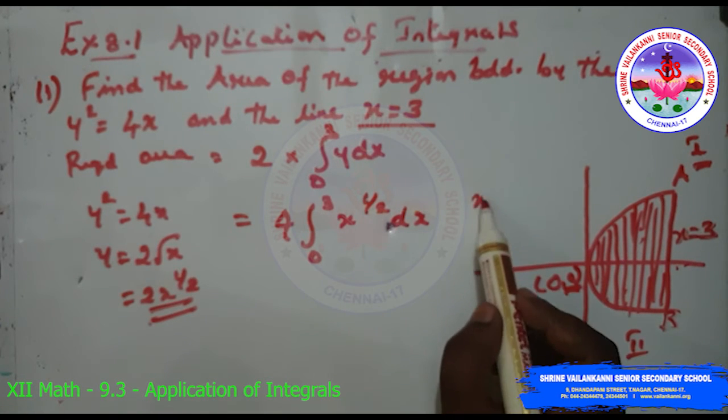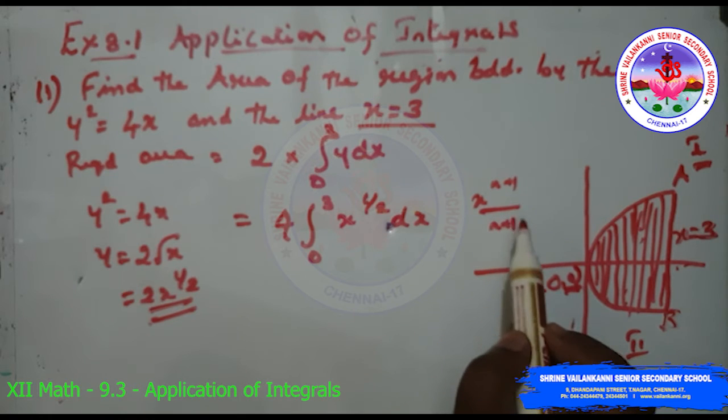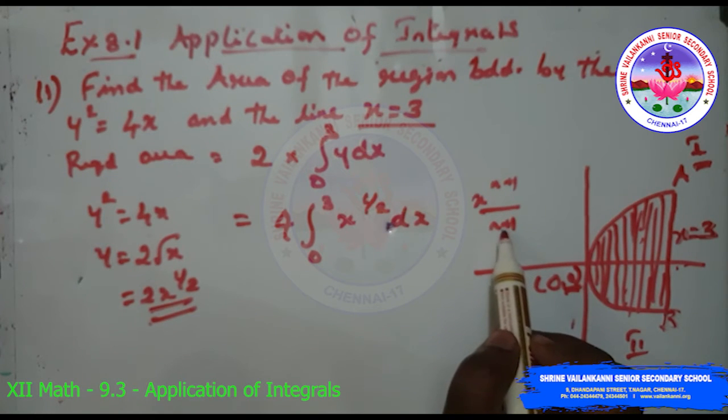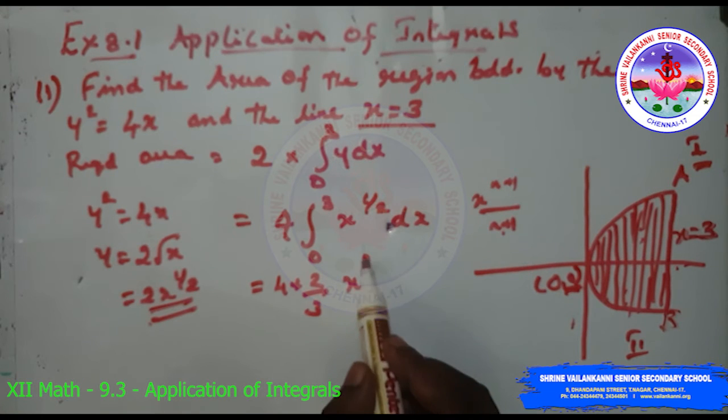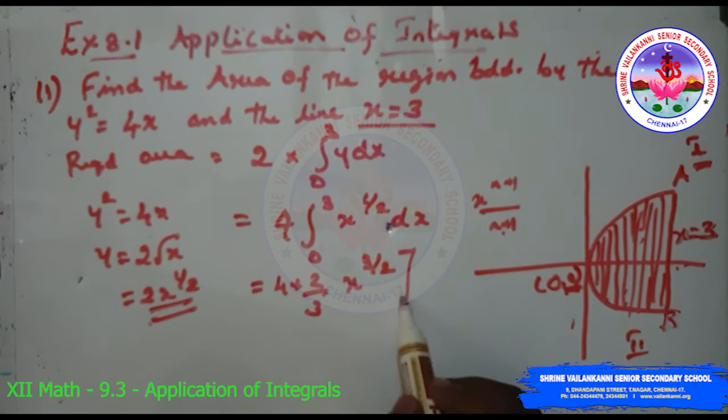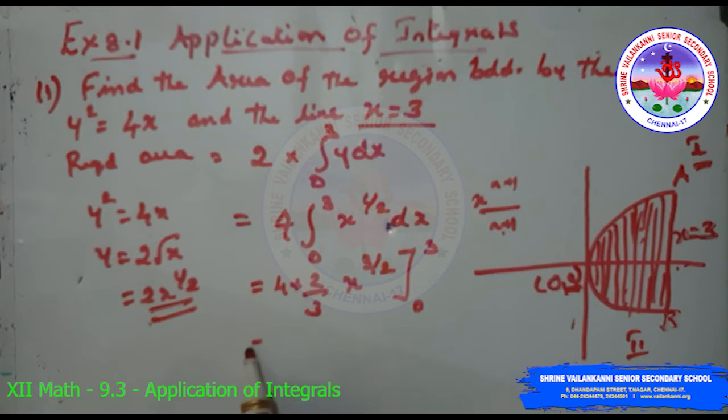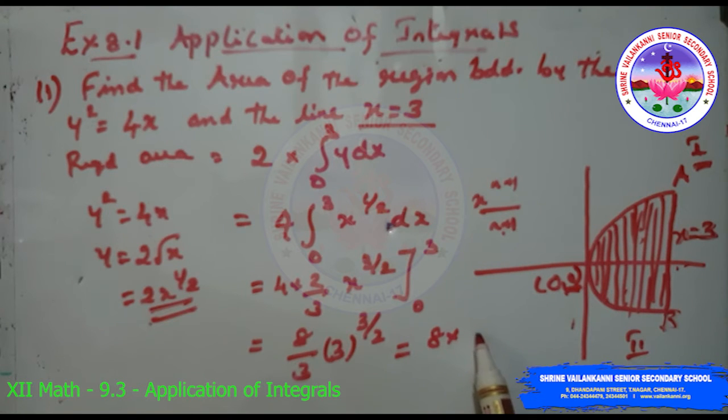So integrating using formula x power n plus 1 by n plus 1, that is 3 by 2, so taking this to the numerator, which is 2 by 3 into x power 3 by 2. So limit is from 0 to 3. So which is 8 by 3, upper limit minus lower limit, 3 power 3 by 2. So 3 cube is 27, which is equal to 8 by 3 into 27 power half.